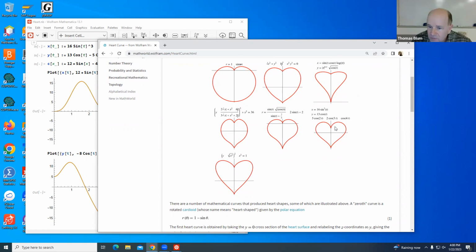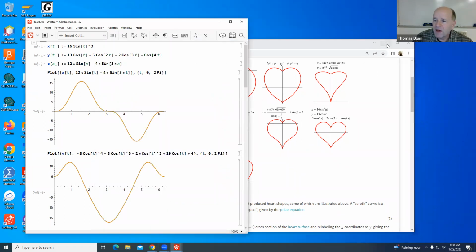The image is sort of bad in that the equation for y is missing the minus sign. So something went wrong in the capture there. But it's 13 cosine t minus 5 cosine 2t minus 2 cosine 3t minus cosine 4t. And the x is 16 sine cubed. So those are the equations that I want to play with and plot them, make a parametric plot, and so on in Mathematica.